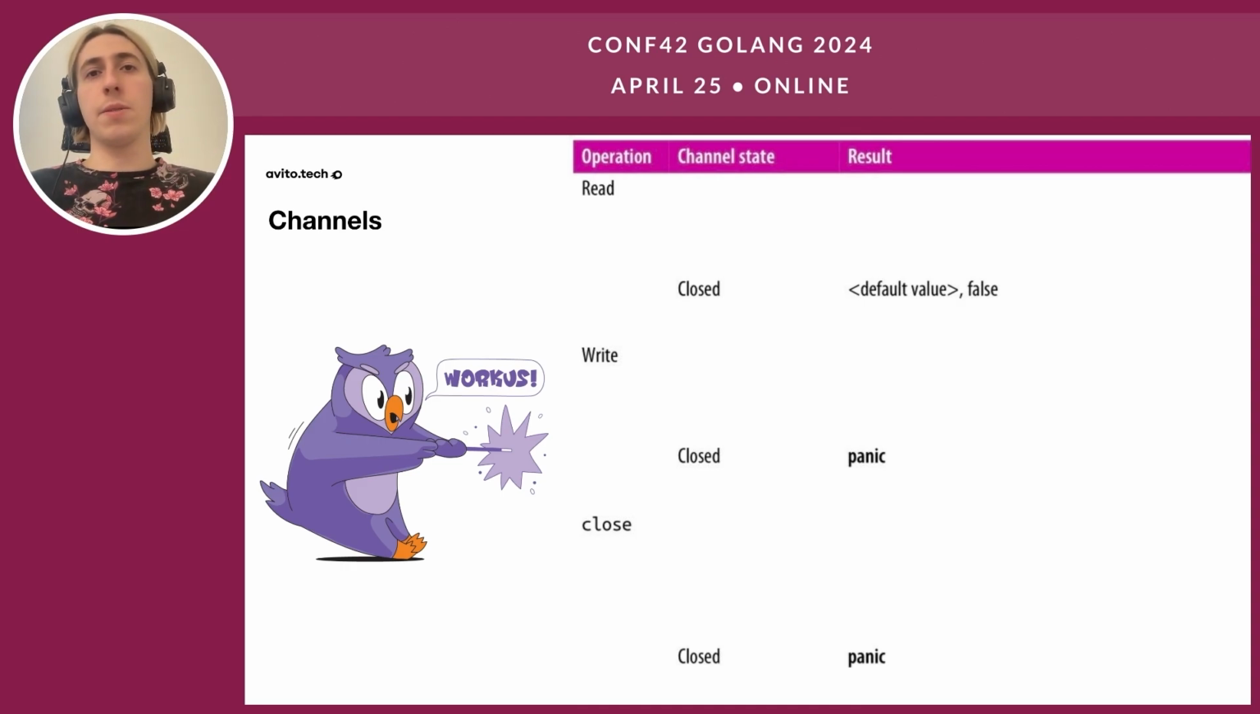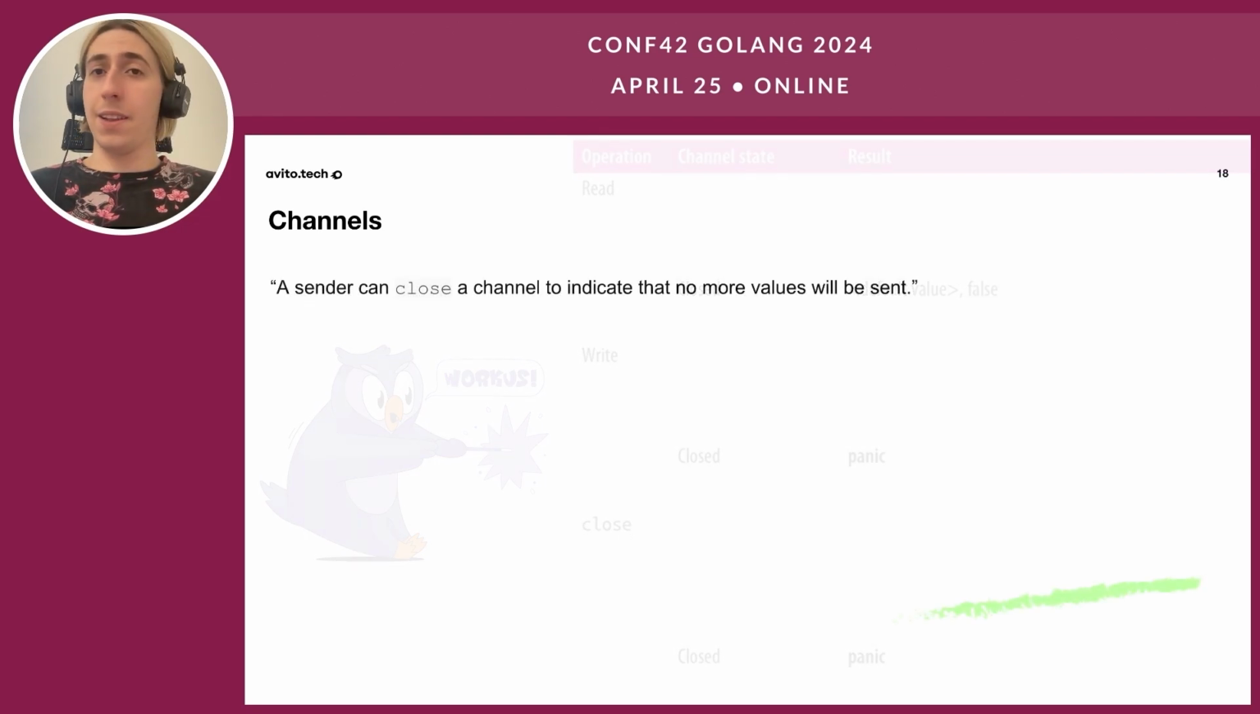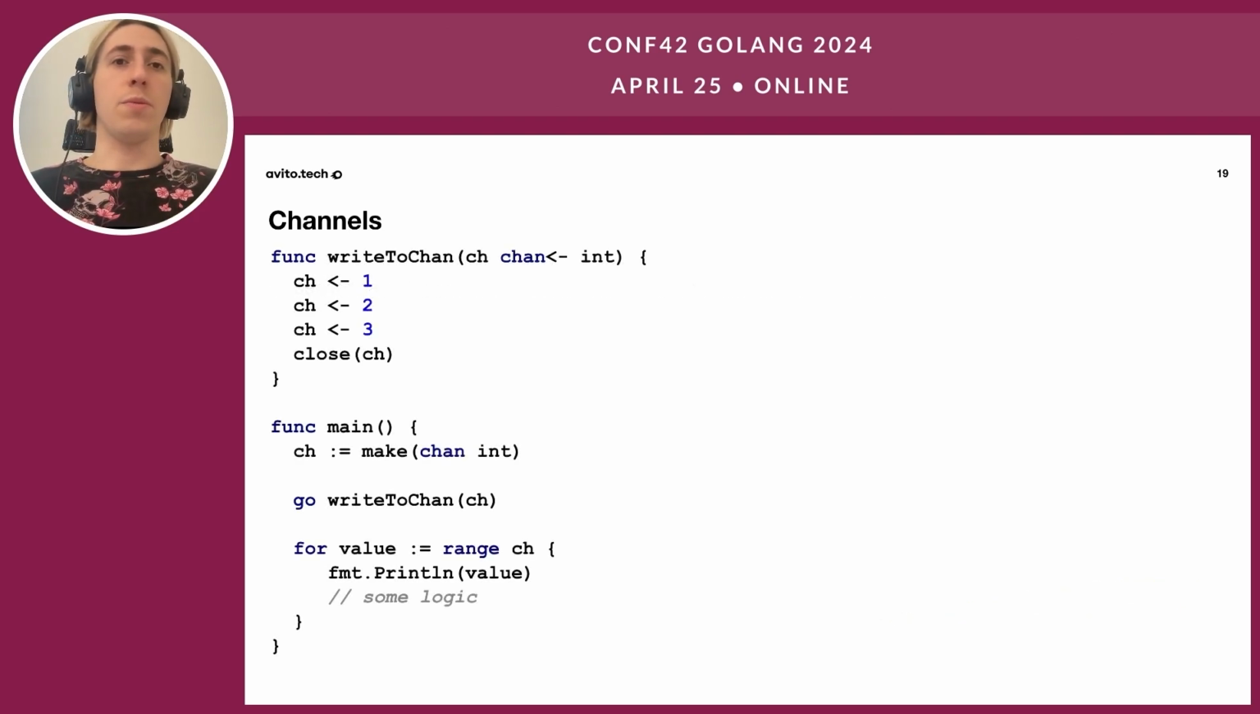Now let's try to answer the question, why close the channel? To do this, let's turn to the documentation and see in it the line, a sender can close a channel to indicate that no more values will be sent. If the sender closes the channel, it means that someone other than him may need it, for example, a channel reader. Let's look at an example where this might be useful.